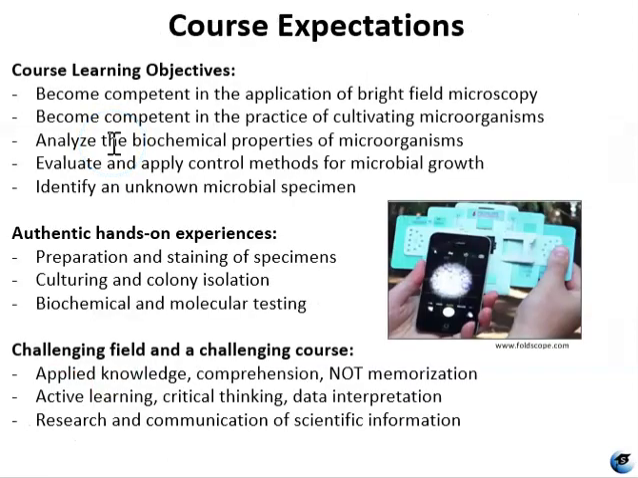The overall learning objectives for completing this course include becoming competent in bright field microscopy, microbe cultivation, learning the biochemical properties and microbial control methods, and identifying unknown specimen. This lab is essentially a long-form supplemental instruction for the micro lecture course. In the lab, students have the opportunity to participate in authentic hands-on experiments, even from home. Such experiments include staining, culturing, isolating bacteria and other microbes, and performing identification testing on microorganisms.